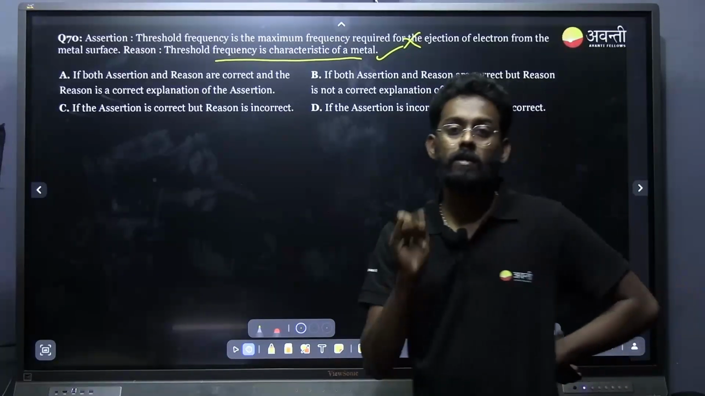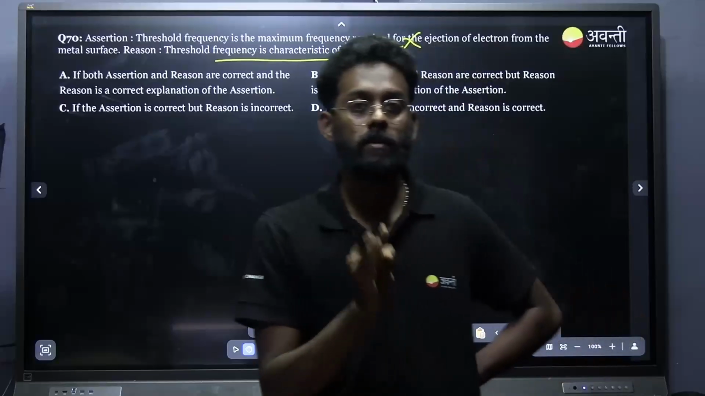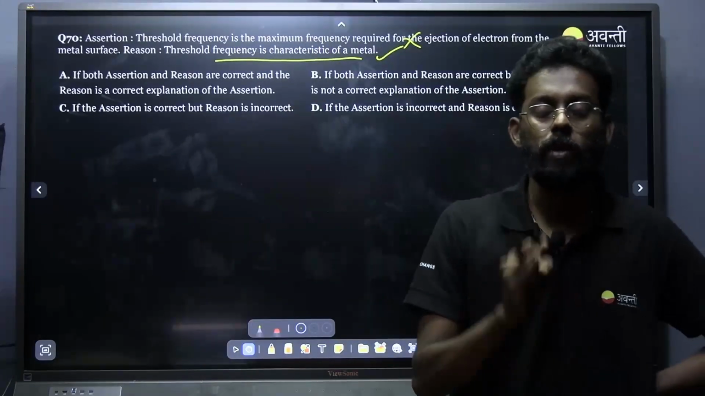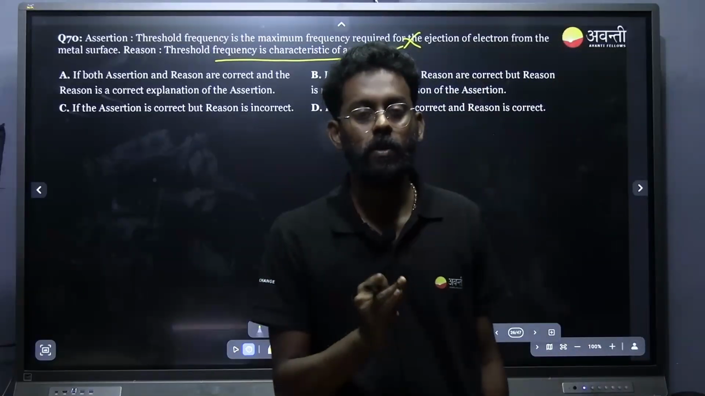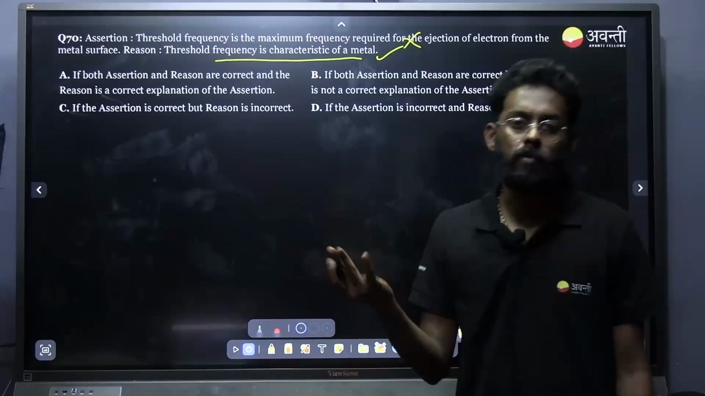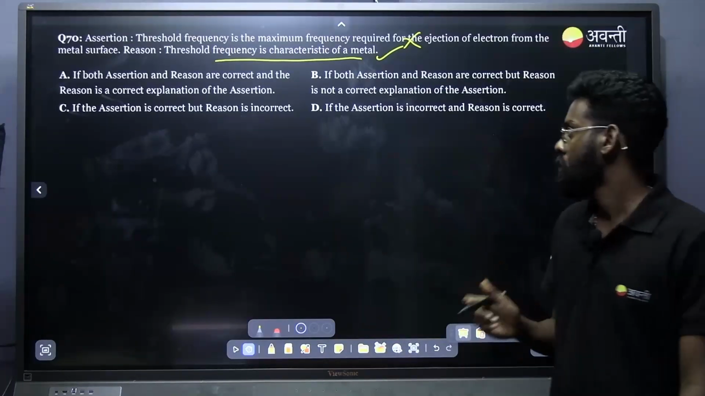Threshold frequency or threshold energy, both are characteristics of a metal, and it is different for different metals. If for sodium the threshold frequency is 70 joule, then for potassium it will be 80 joule or another value. It is a characteristic of a particular metal. So what is the answer?